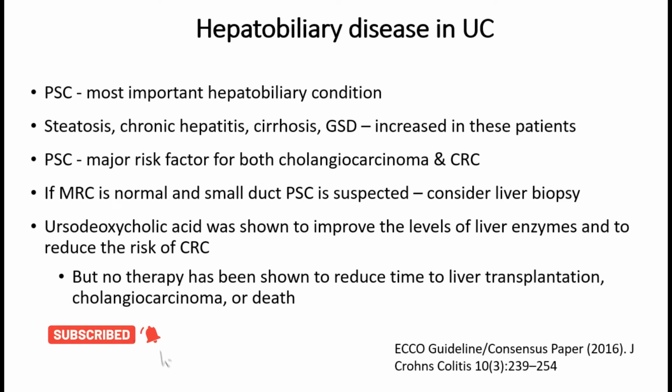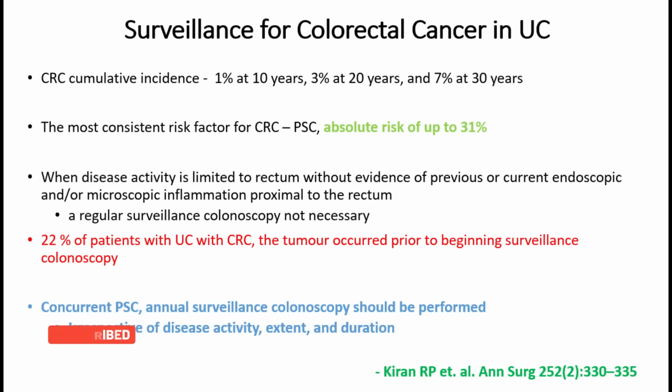The cumulative incidence of colorectal cancer is 1% at 10 years, 3% at 20 years, and 7% at 30 years. So, as the disease duration increases, the chance of colorectal cancer increases. The most consistent risk factor for colorectal cancer is primary sclerosing cholangitis, and absolute risk is up to 31%. So, as I have already said, if a patient with ulcerative colitis has hepatobiliary manifestation in the form of primary sclerosing cholangitis, there is a very high chance of 31%, and we should screen and treat this patient more aggressively.